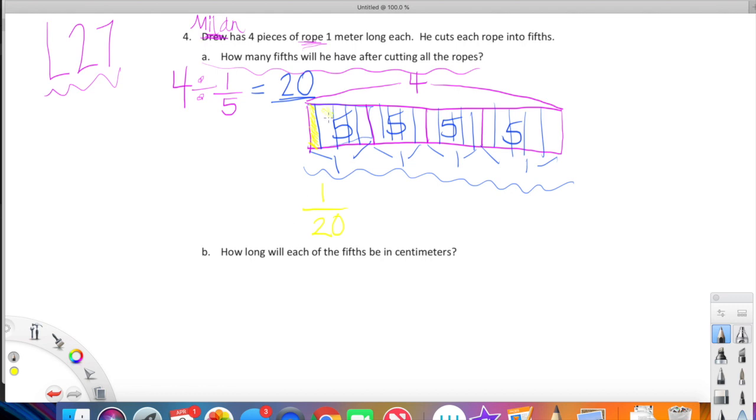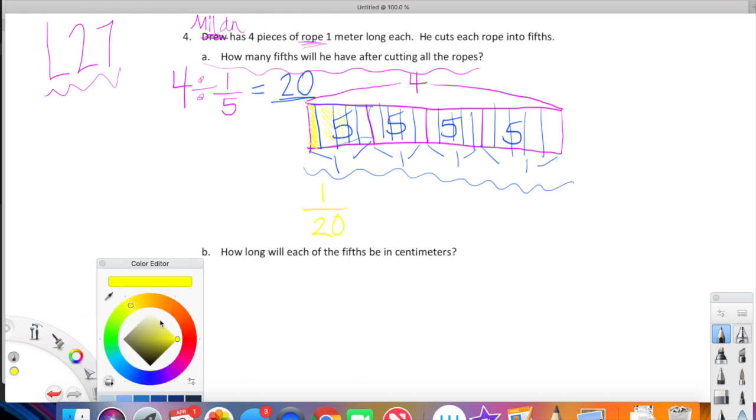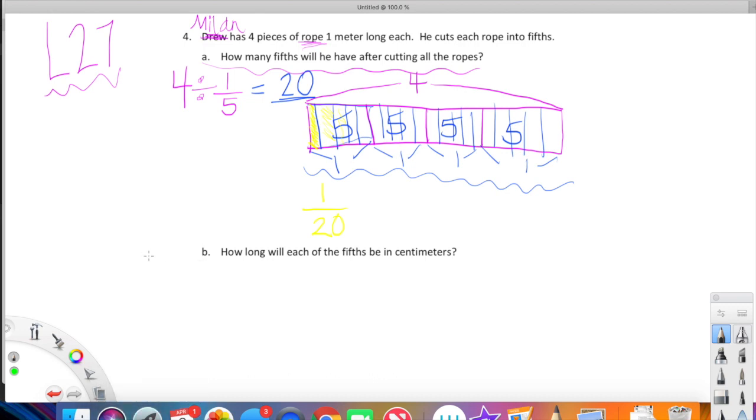All of these slices, that is 1/20, that is 1/20, that is 1/20, that is 1/20. I'm not going to go ahead and color in 20/20, but please know that one of these slices is 1/20. So how long will each of the fifths be in centimeters? What this is asking us to do is a conversion.